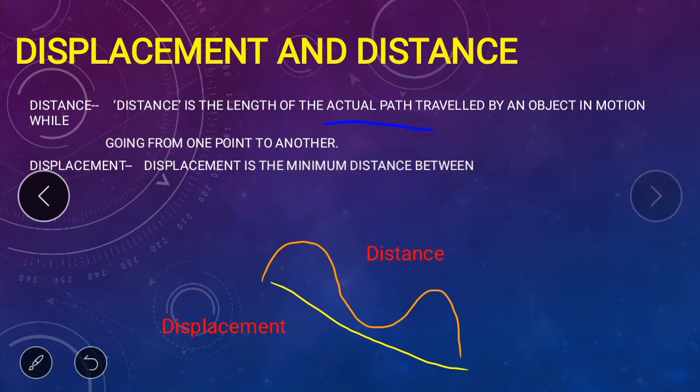Then we come to the next topic, that is displacement. So displacement is the minimum distance between the starting and finishing point. So let me make this clear to you. As you can see in the diagram of distance and displacement, suppose a person starts at position A, which is also called the initial position, and he wants to go to position B, which is also called the final position or the person's destination. The person started at A and wants to go to position B.